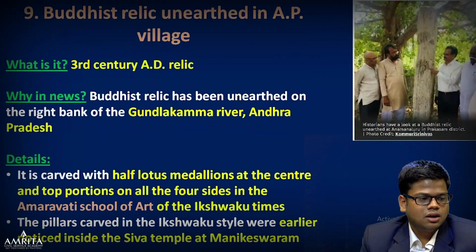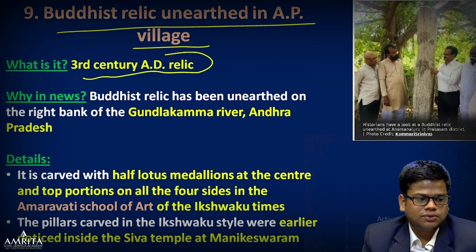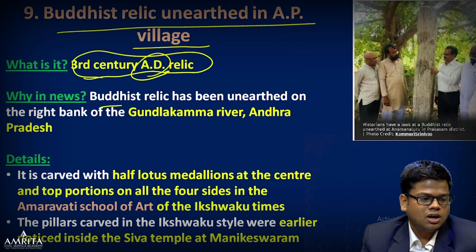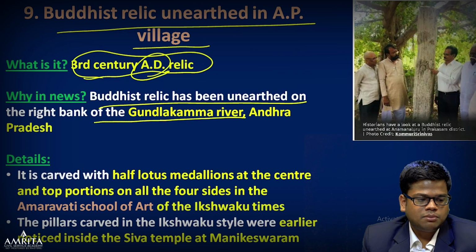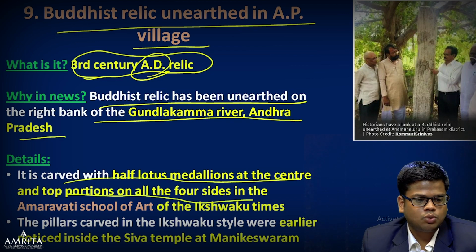Next is Buddhic relic unearthed in the Andhra Pradesh village. So relic of 3rd century AD has been found. A Buddhic relic has been unearthed on the right bank of the Gundala Kamma river in Andhra Pradesh. It is carved with half lotus medallion at the center and the top portion of all the 4 sides.